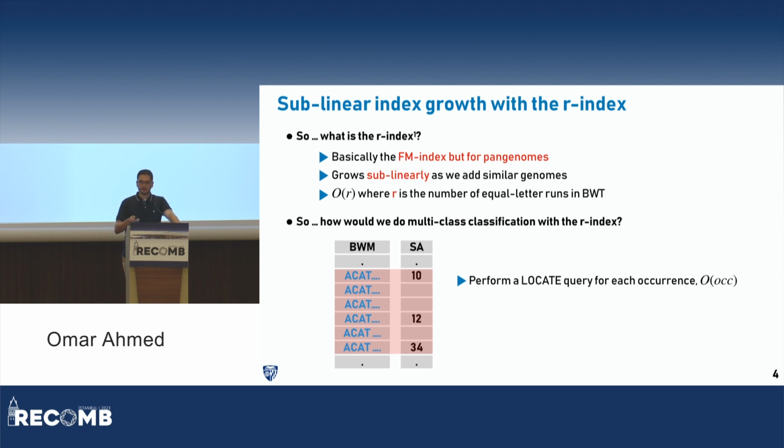But the problem here is that you have to do some work for every single occurrence in the pangenome. As we can imagine, we're adding more assemblies. That means we're going to have to do more and more work every single time we want to do any sort of pattern matching. So this is the baseline, and we hope to develop an approach that's better than this.